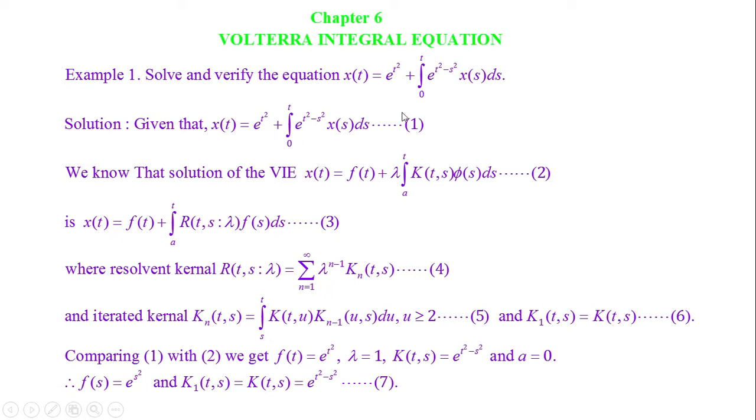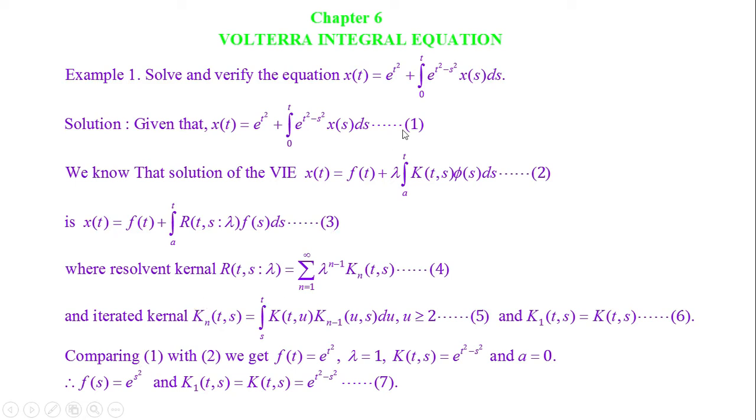So first of all, I have written these equations. The general Volterra integral equation is known to us, x of t is equal to f of t plus lambda integration over a to t k of t s x of s ds. And its solution is x of t equals f of t plus integration over a to t r of t s lambda f of s ds. And this r is the resolvent kernel, and the resolvent kernel is defined as this. And the iterated kernel is defined as integration over s to t k of t u k n minus 1 of u s du for n more than or equal to 2. And the first iterated kernel is defined as the given kernel.